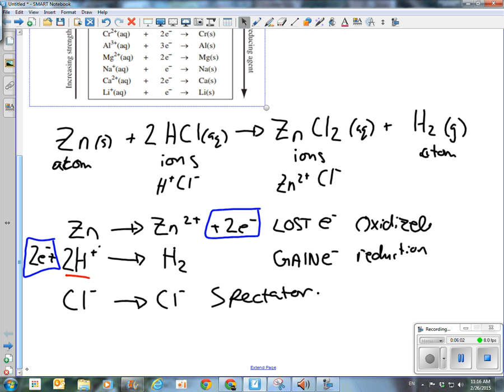So 20 and 21A, that's the sort of work that is expected for those sorts of questions. If you have any more questions about this tutorial, or if you need another one, just let me know.